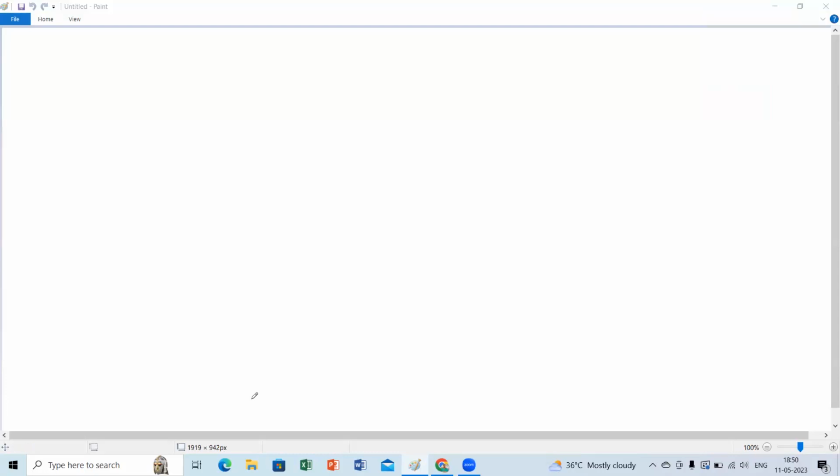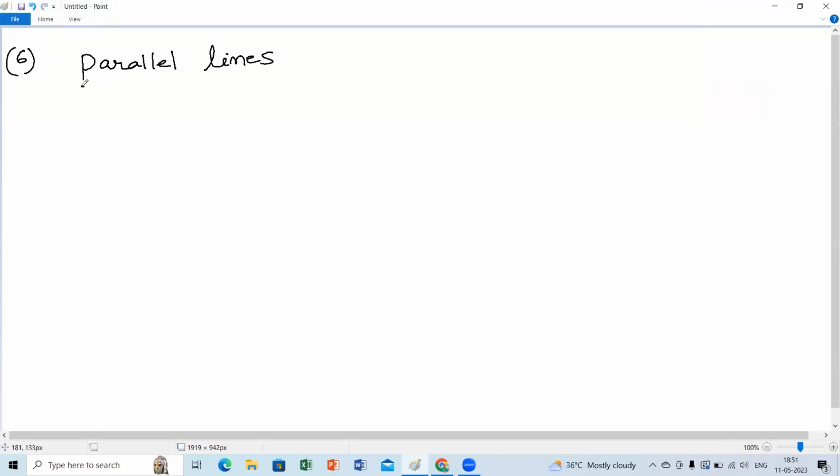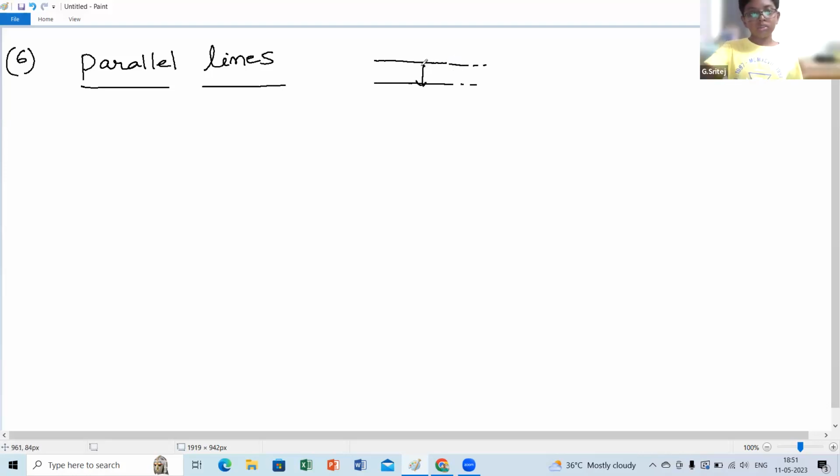Right, children. What is the next point we should discuss here? Sixth point is parallel lines. Railway tracks, you remember, children. Please remember your railway tracks. How are your railway tracks, children? If you go to Delhi also, the distance between these tracks is? Parallel.